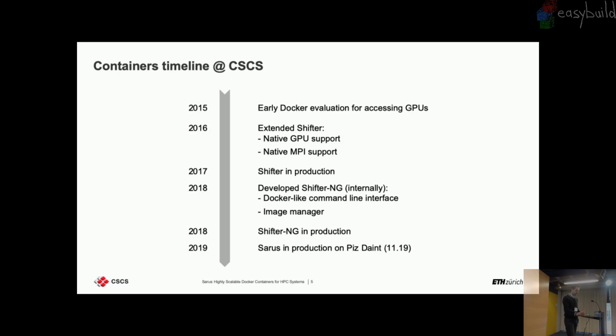There was some kind of update on Shifter, so the name was changed to Shifter NG in 2018 to include some more features, in particular the command line interface, more Docker-like, and the image manager. So finally, after the more or less end of life of Shifter, due to the difficulty of developing further the features needed at CSCS, a project started in 2018 to develop Sarus. And finally, it was eventually in production last year in November on Piz Daint.